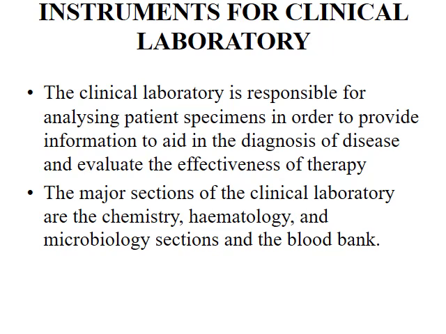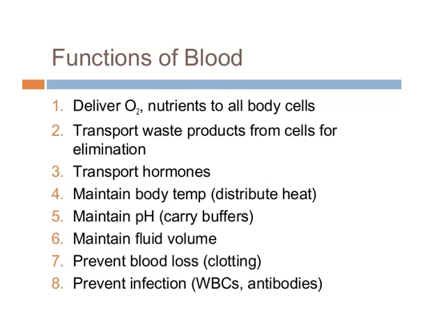Blood consists of a fluid called plasma, in which are suspended 3 different types of formed elements. And these are the functions of blood: it delivers oxygen, transports waste products from cells, transports hormones, maintains body temperature, pH and fluid volume, prevents blood loss and prevents infection.